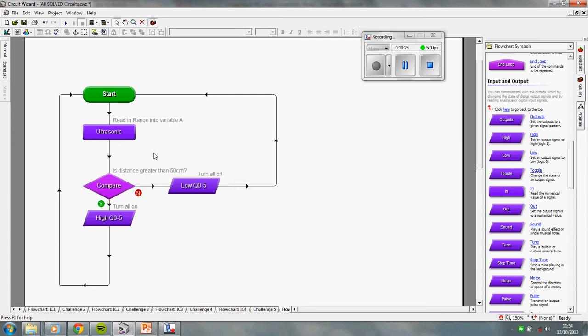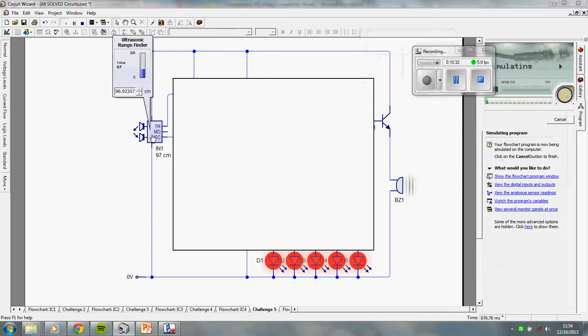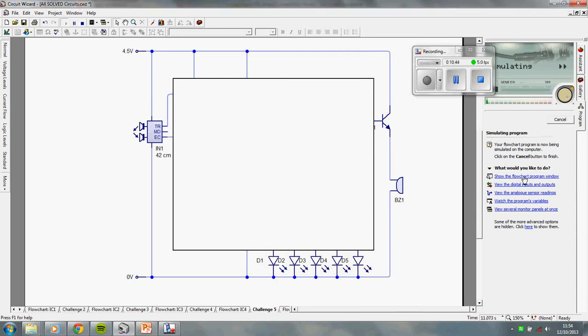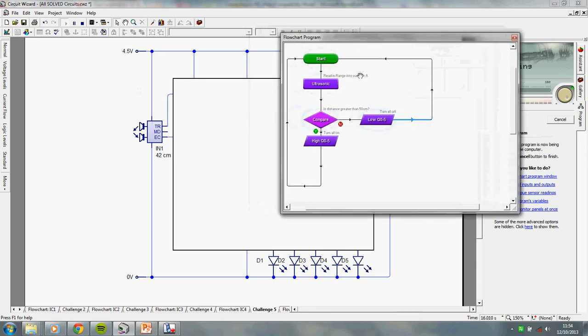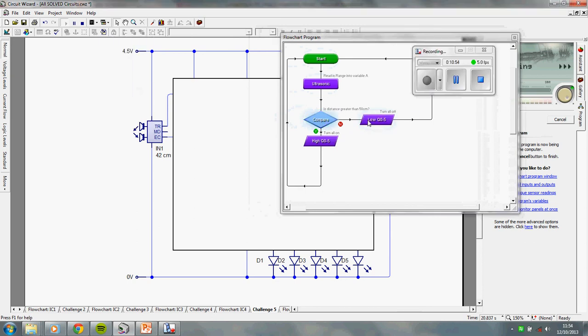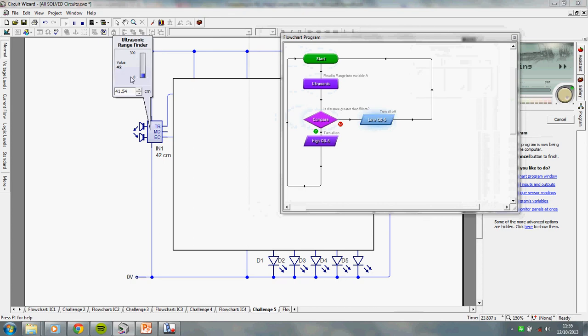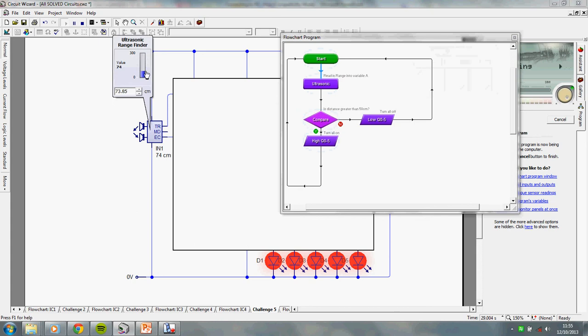So, just to show you that working, I'll go back to my flowchart now. Remember, this is now a different program, so if I press play. Right, at the moment, my distance is 96 centimeters, which is greater than 50. If I drop it down below 50, everything turns off. And if we look at the flowchart window, you can see what it's doing. So at the moment, it's going, read the value into variable A. Is it greater than 50? Well, no, it's 41 at the moment, so no, and turn everything off. If I make it bigger than 50, is it bigger than 50? Yes, turn everything on with a very annoying noise.